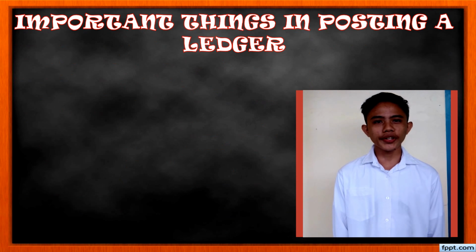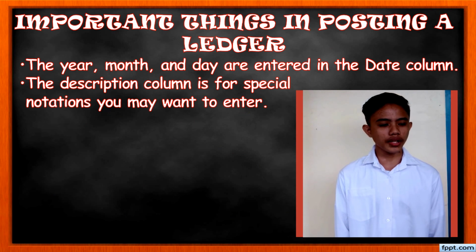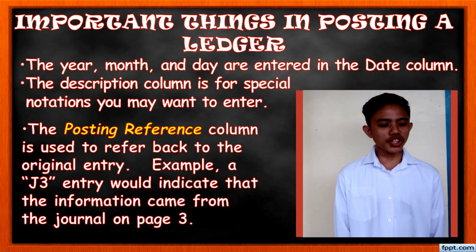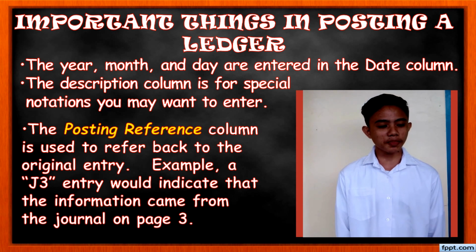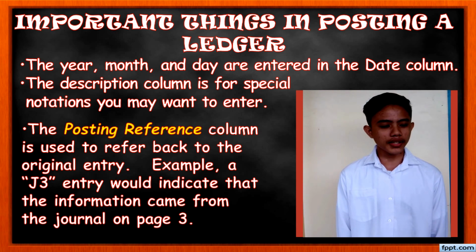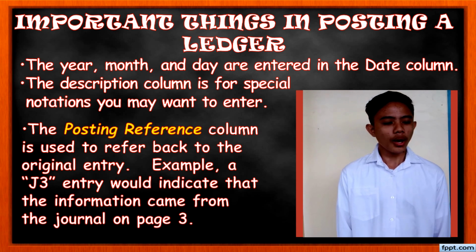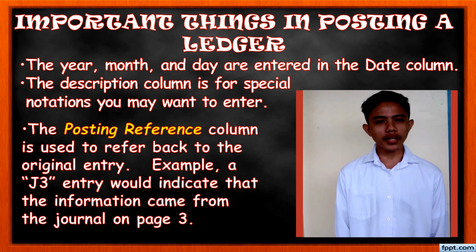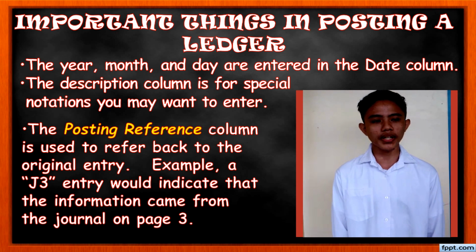Important things in posting a ledger. The year, month, and day are entered in the date column. The description column is for special notations you may want to enter. The posting reference column is used to refer back to the original entry. For example, a G3 entry would indicate that the information came from the journal on page 3.